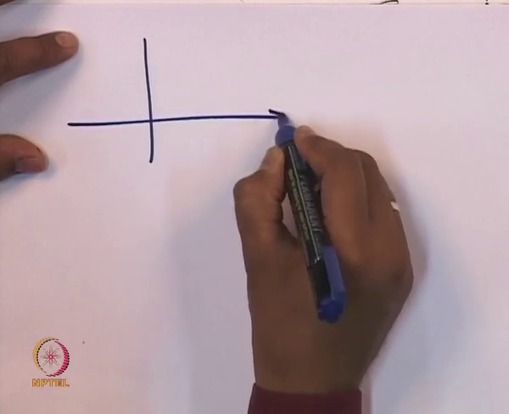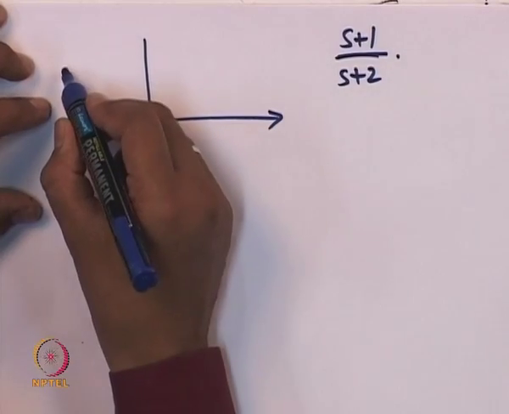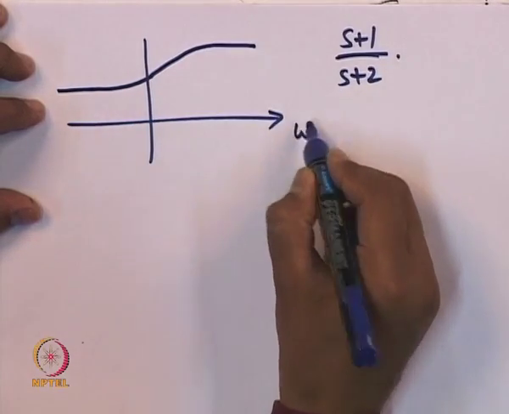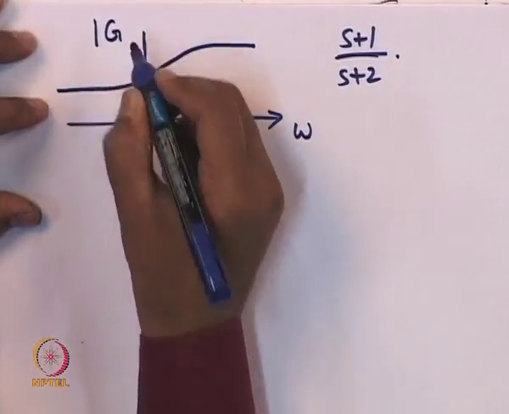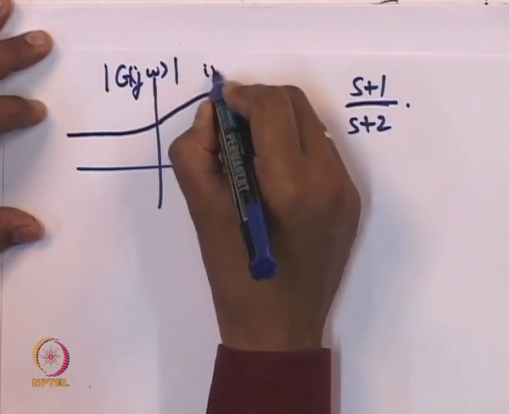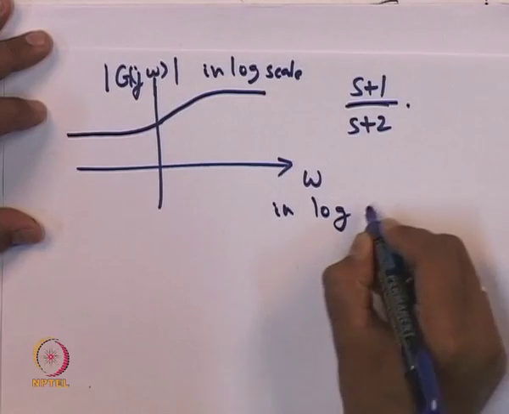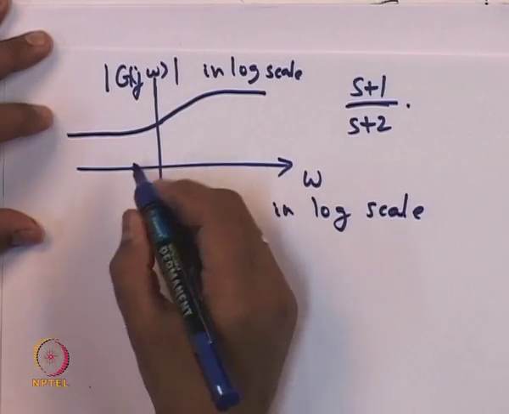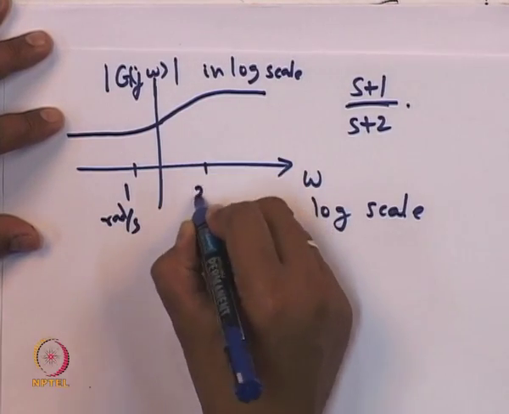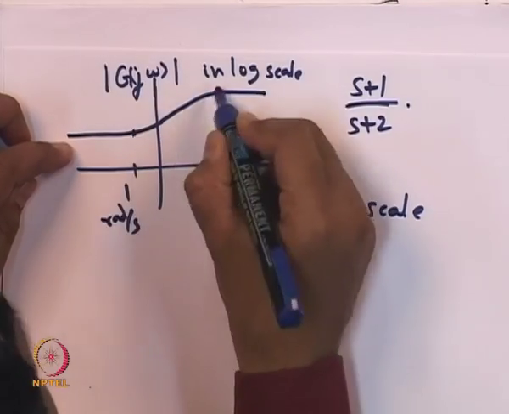It is well known, consider again this transfer function (s plus 1) over (s plus 2). This is how the Bode plot looks. Magnitude of g of j omega in the log scale, and frequency also in log scale. It starts increasing at the zero, 1 radian per second, and it stops increasing at 2 radians per second, at the pole. So, these are the cutoff frequencies.